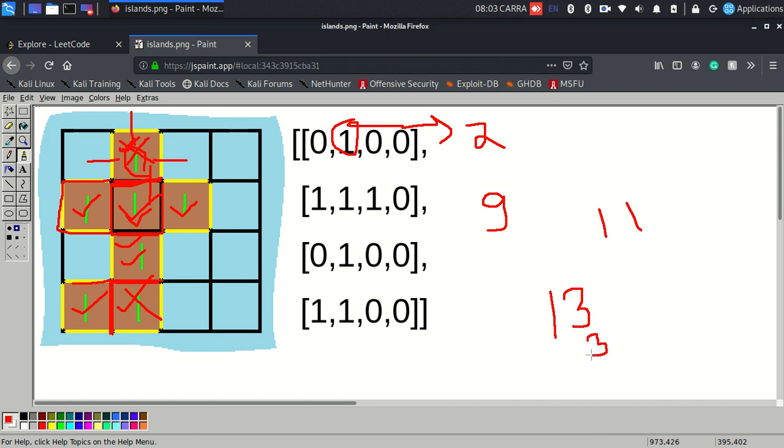So 13 plus 3 gives me the answer 16, which is indeed the correct answer. So how am I actually finding the common edges? I'm just at a particular cell. If I want to find the contribution to the perimeter of the whole island for that particular cell, I have to go to the up, left, down and right of that cell and see whether I have a 1 or not.